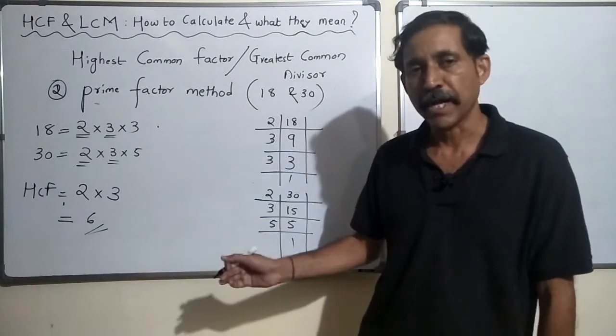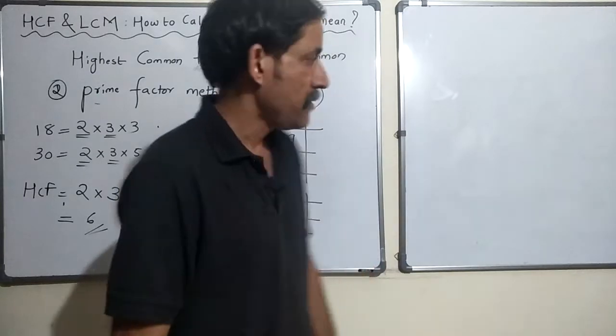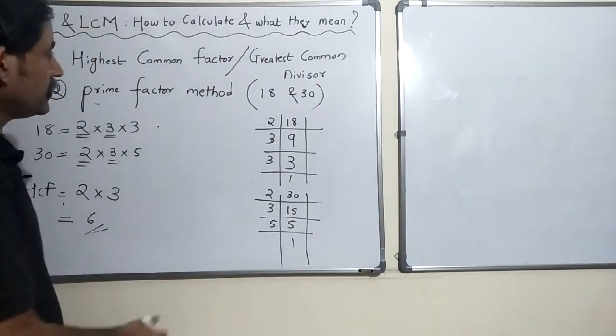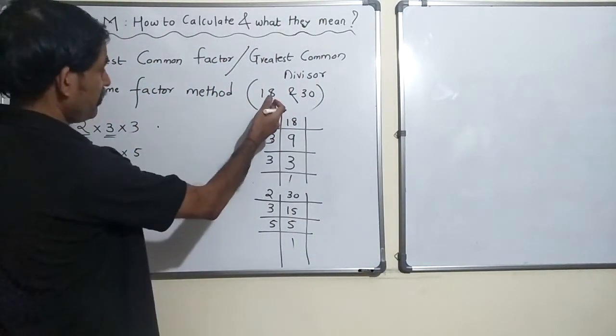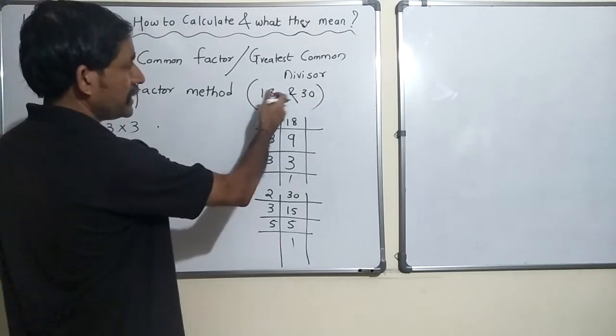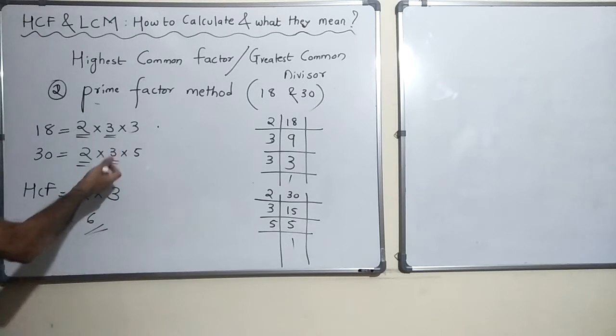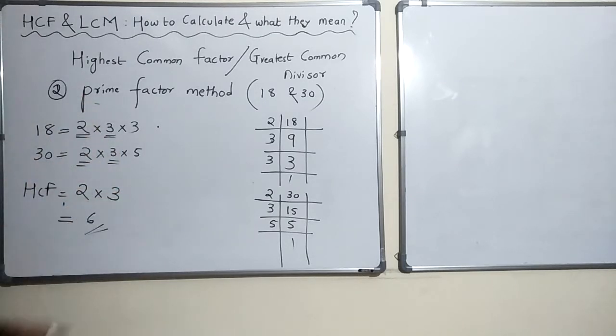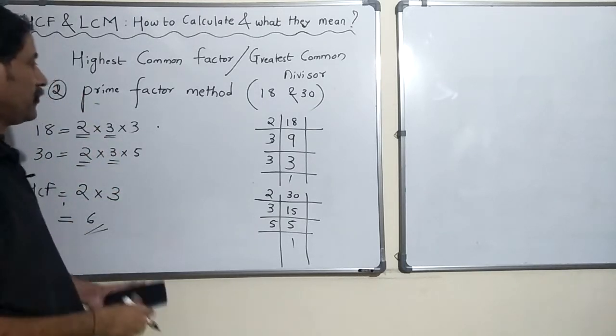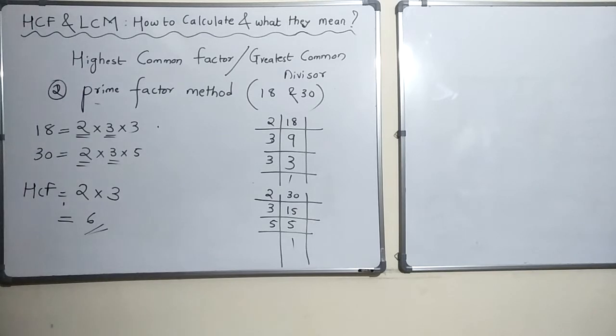Now this is the prime factor method. Using this method, you can find out the HCF of any numbers. For example, 18, 30, you can have 3 more numbers. You do the same thing. Find out what are the factors common to all those, write it down and you get the HCF. Okay, so this was the second method.